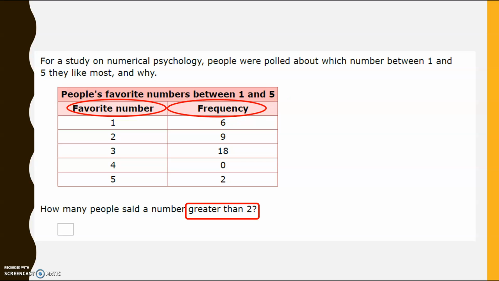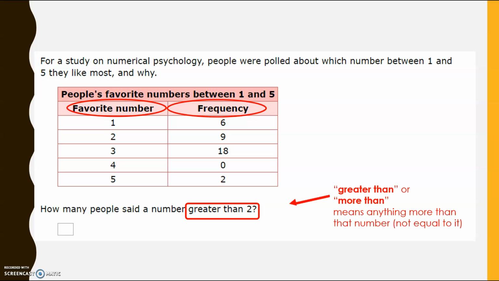This time the question we have to answer is, how many people said a number greater than 2? So greater than or more than means anything more than that number, not equal to it. So we need to look for the people that answered that their favorite number was anything greater than 2. The numbers that are greater than 2 are 3, 4, and 5. So we need to add up all of the people who gave those responses. That's over here in this column. When we add all those up, 18 plus 0 plus 2 gives us 20. So how many people said a number greater than 2? It was 20 people.